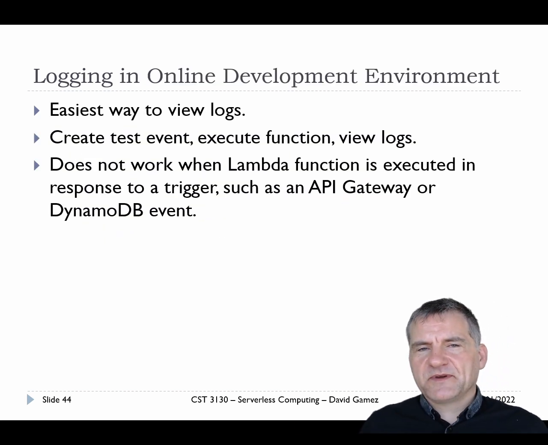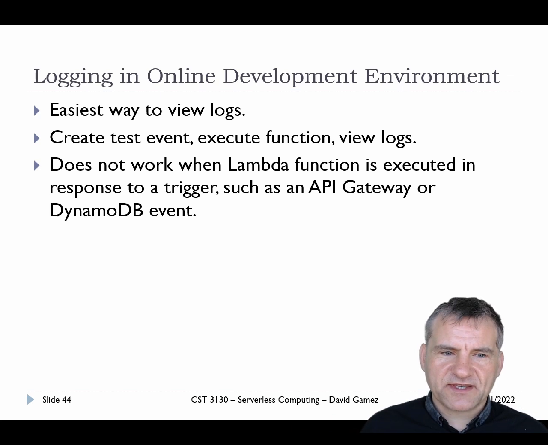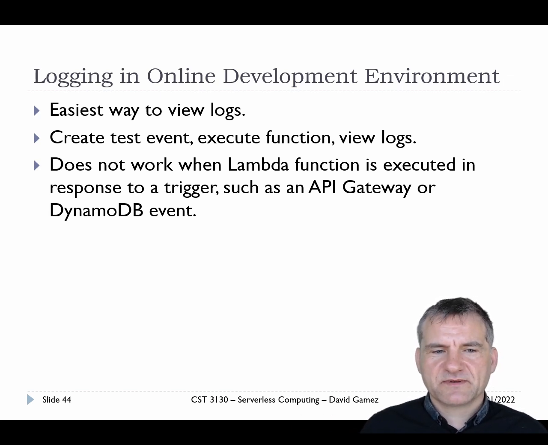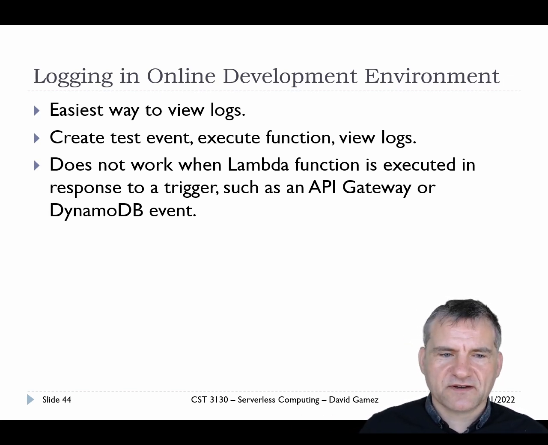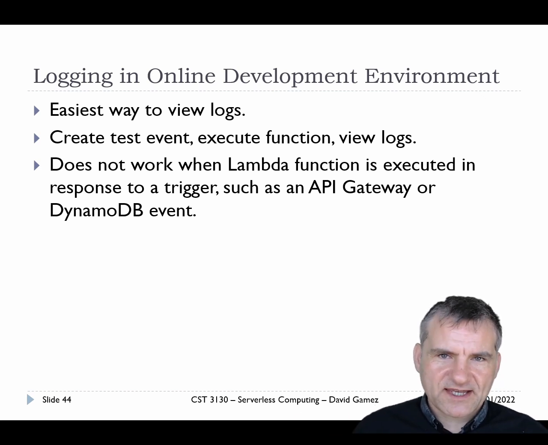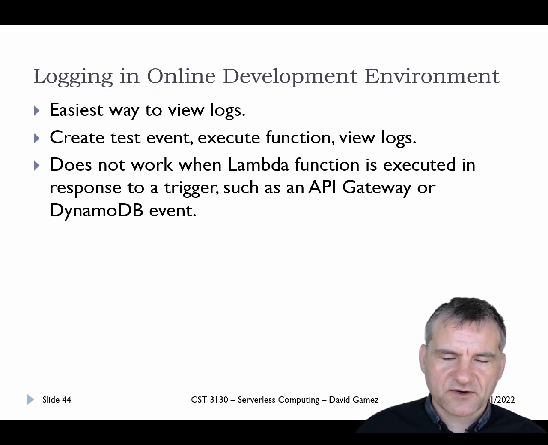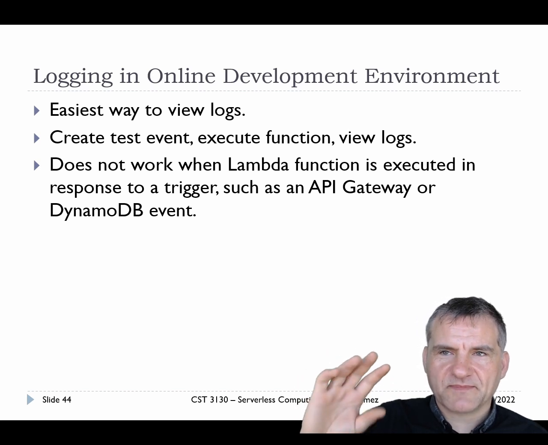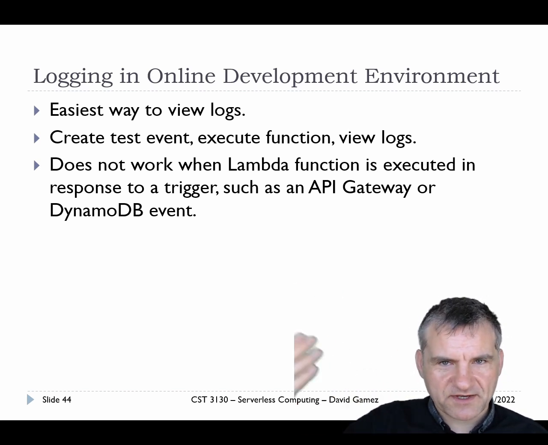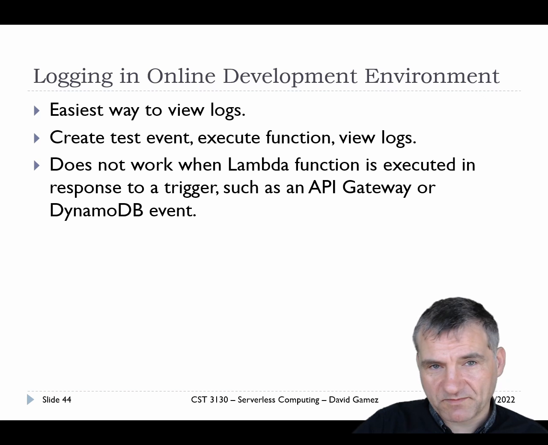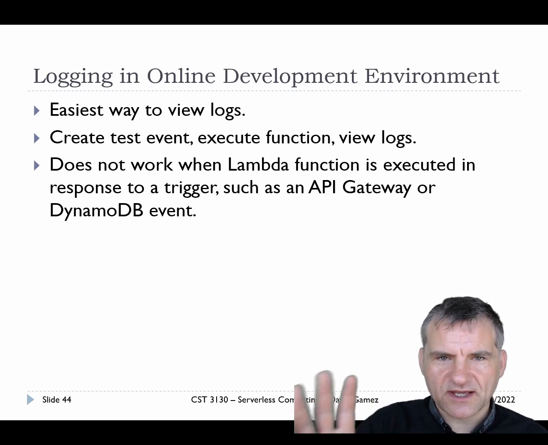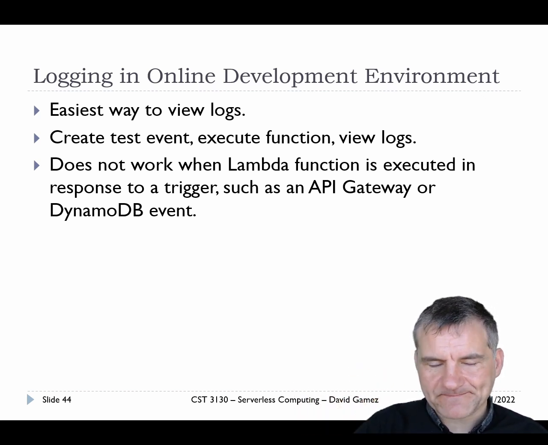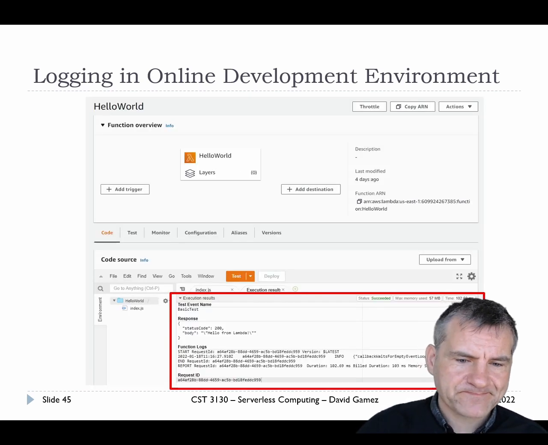In an online development environment, for putting together a piece of code that does some data processing, for example, this is probably the easiest way to view the logs. We create a test event, execute the function, and then view the logs. The crucial limitation of this is it doesn't work when the Lambda function is executed in response to a trigger. So if the Lambda function is called by API Gateway, for example, you won't see the logs in the online development environment. The logs will only appear in CloudWatch, or CW, which basically follows CloudWatch, or the infrastructure as code framework. So the online development environment is good, but limited, because when a function is triggered, the logs don't appear.